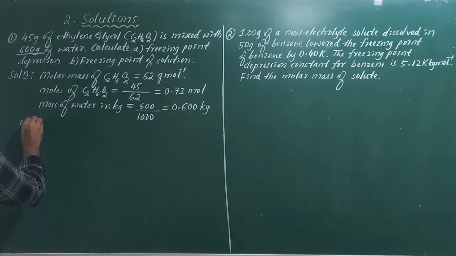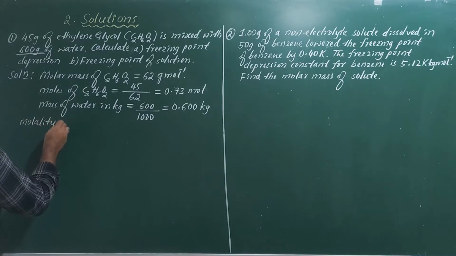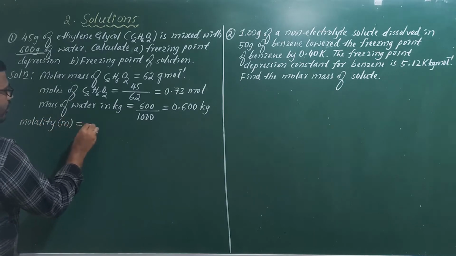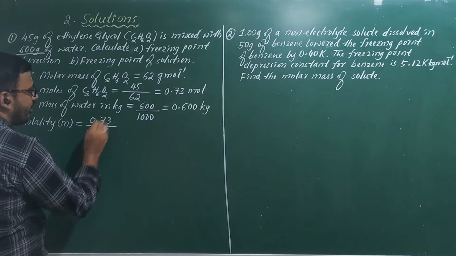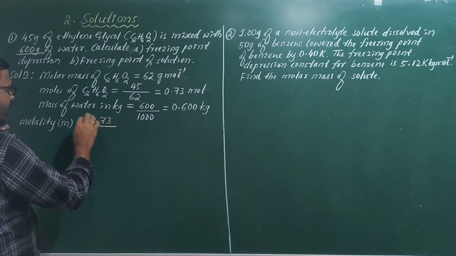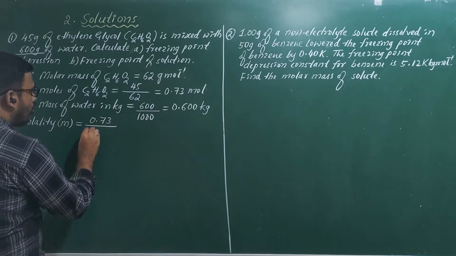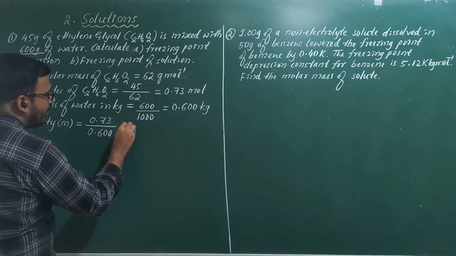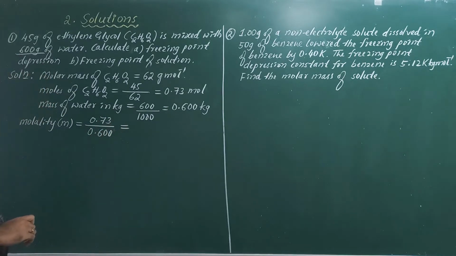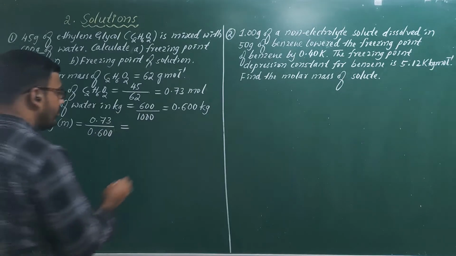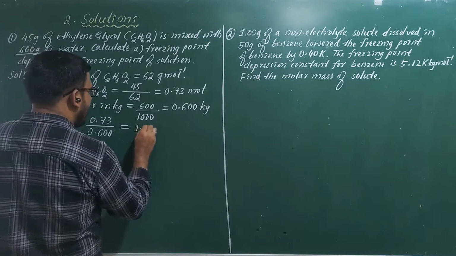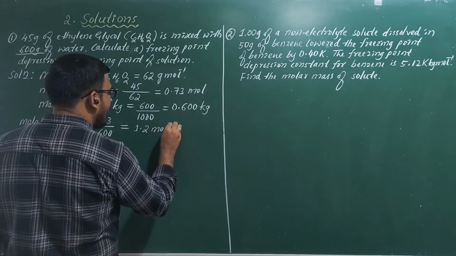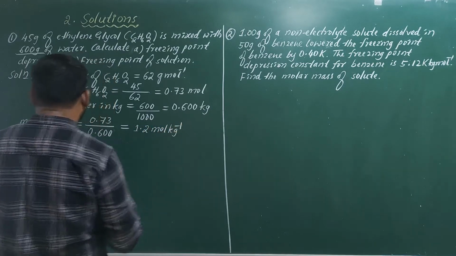Molality, small m, is equal to number of moles of ethylene glycol, 0.73 mole, divided by mass of water in kg, 0.600. You solve it, you will get 1.2 mole per kg. So it is 1.2. What is the unit of molality? Mole per kg.